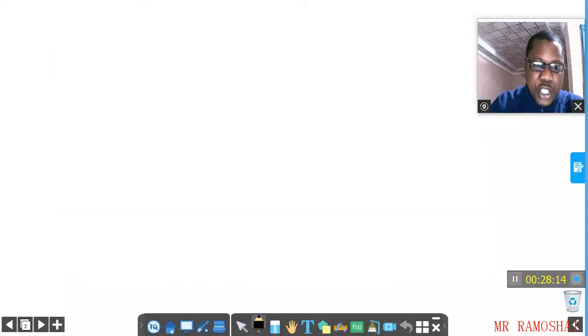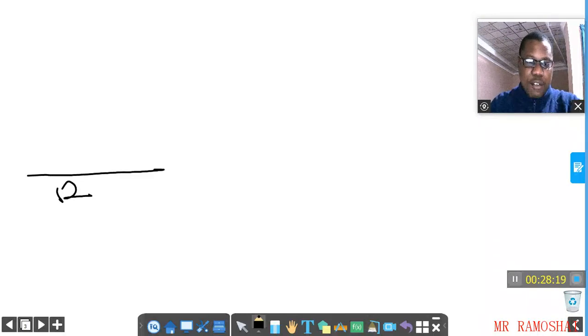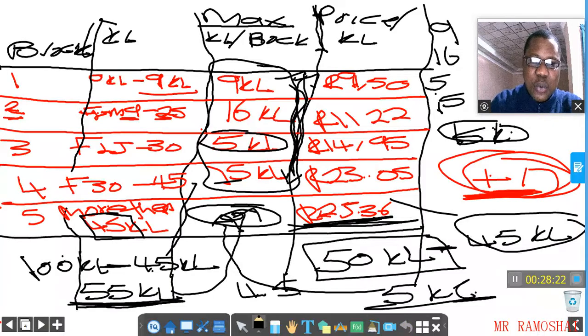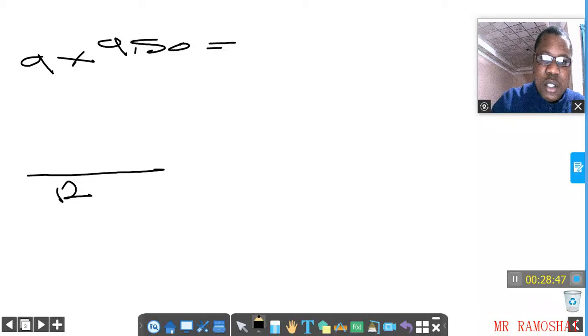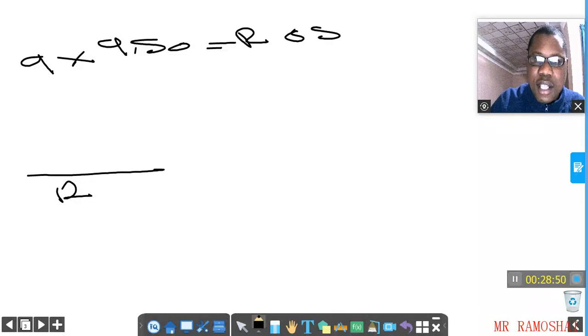We check that the person used 12. I'm going to write it here. He used 12, right? We start with block number 1. Are we clear? That person has used more than 9 kiloliters, so that means this person has consumed everything in block number 1. So we say 9 multiplied by the cost price, which was 9 rand 50 cent, which gave us 85 rand 50 cent.